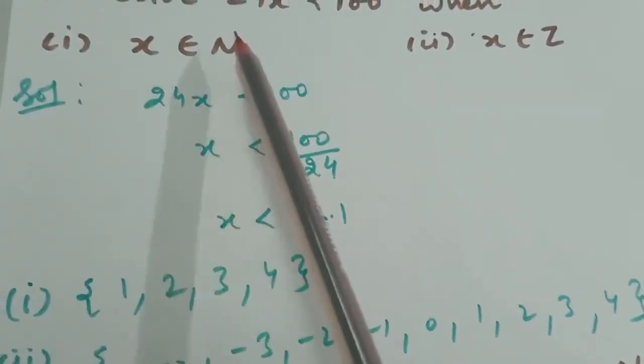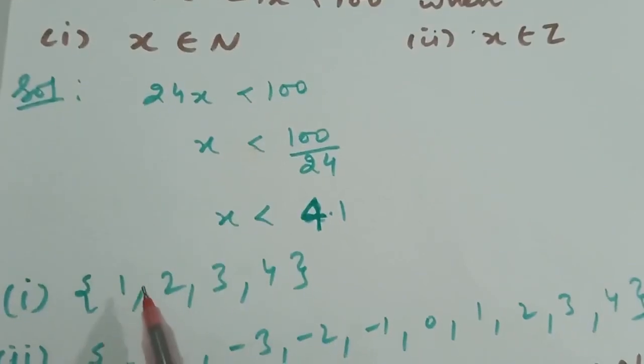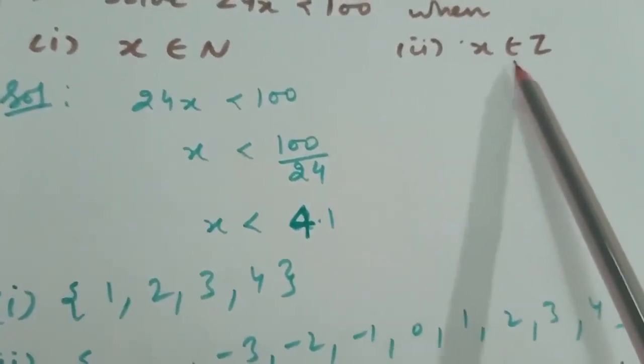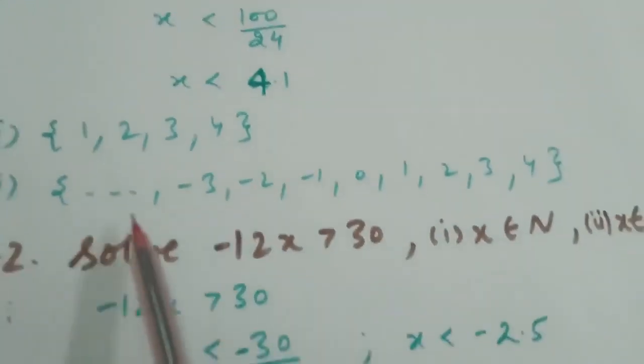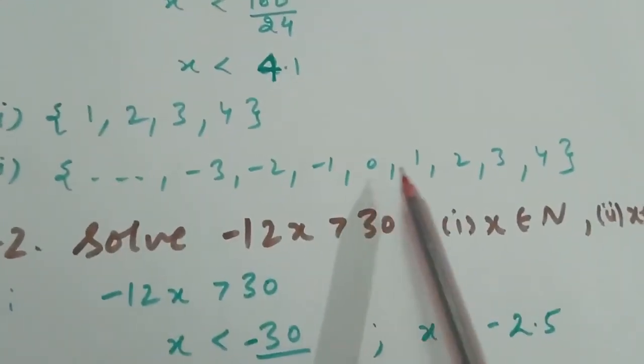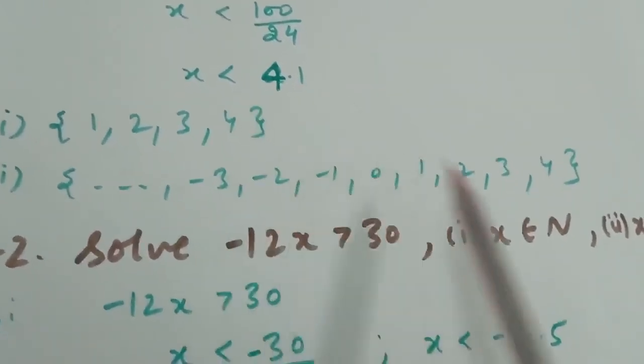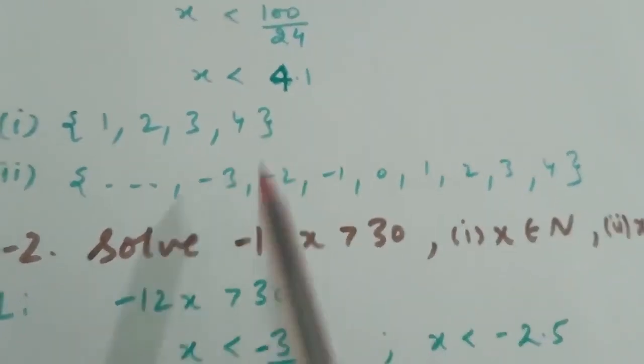So for first, when x belongs to natural numbers, the solution will be 1, 2, 3, 4, right? And for integers, you will take all the negative integers, 0 and 1, 2, 3, 4, because x is less than 4.1. So we will take up to 4 only.